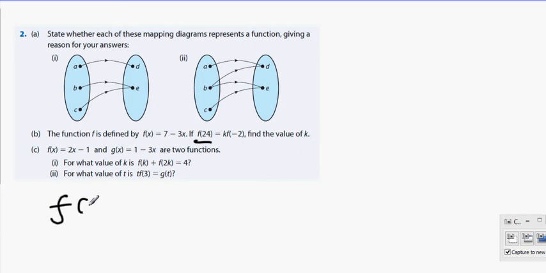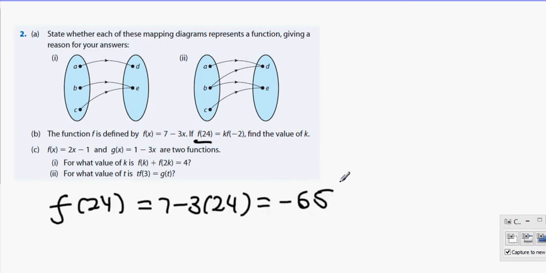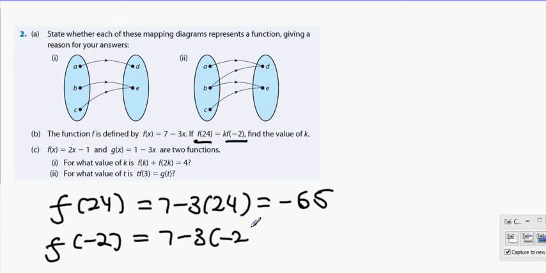f of 24 means your input is 24. It's 7 minus 3 times 24. 7 minus 72, which is minus 65? Yeah. Okay, next one. Find out what f of minus 2 is. f of minus 2 means find the output when the input is minus 2. 7 minus 3 times minus 2 gives you, calculator will give 13 out, won't it, Brian? Yeah. Good man.